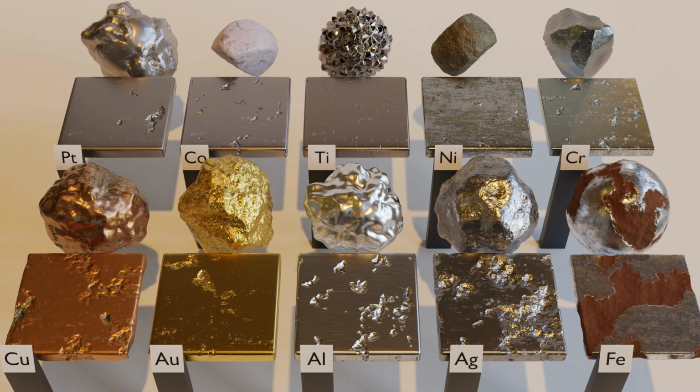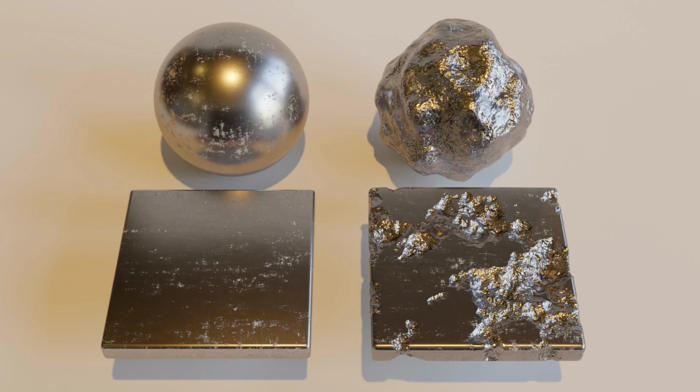Today I'm going to show you how to create the second metal in this group of 10 metals I created. This is procedural silver metal. This is 3 textures, the regular version on the left and 2 displaced versions on the right. It's not going to be too complicated.